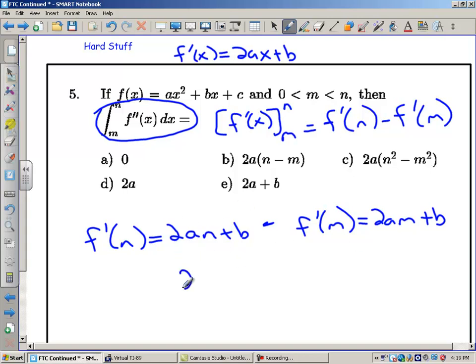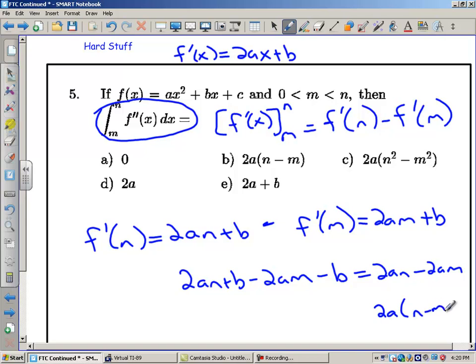Okay, so we're going to subtract these. So we're at 2an plus b, and I'm going to distribute that negative, minus 2am minus b. And so those b's cancel, and we get 2an minus 2am. And so we probably factor out a 2a, and we get times n minus m, and so that answer is 2a times n minus m. So that was a little trickier.